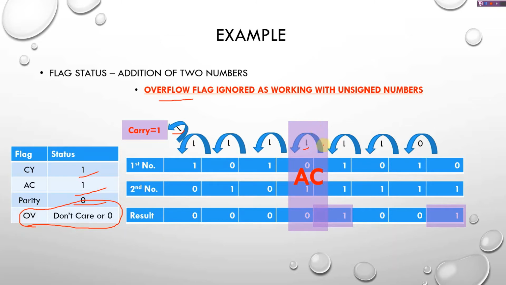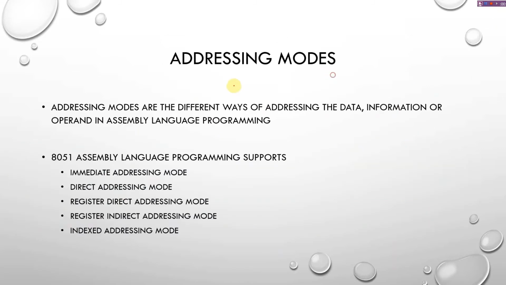Addressing modes in 8051. Addressing modes are the different ways of addressing the data, information or operand in assembly language programming of the 8051. There are basically 5 addressing modes in the 8051.